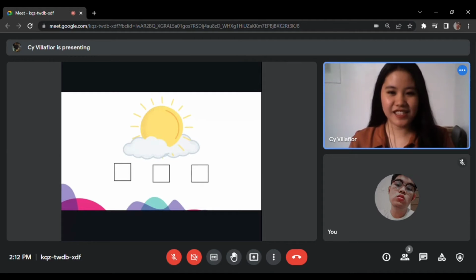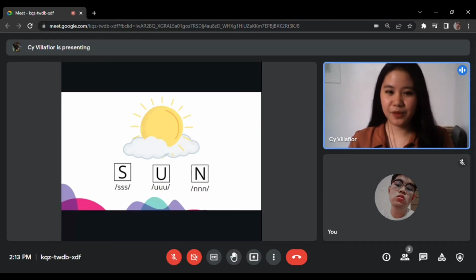Correct! It is sun. The first sound is s, followed by u, followed by n. Have you noticed any sound similarity? Where do you think the s sound is located? Is it at the beginning, the middle, or at the end of the word? Good job! It is in the beginning.